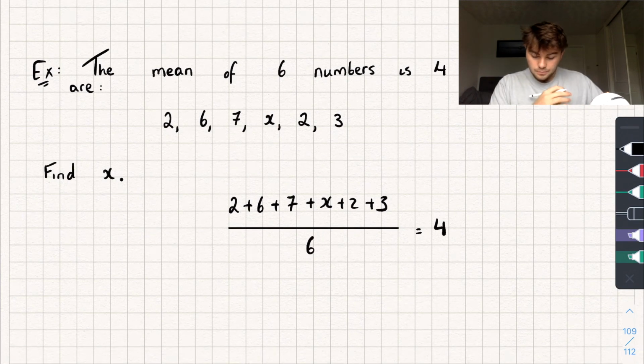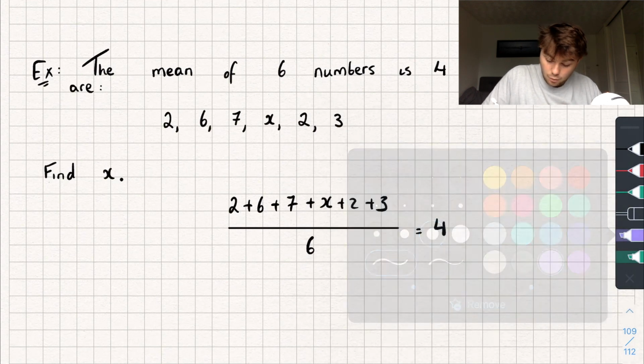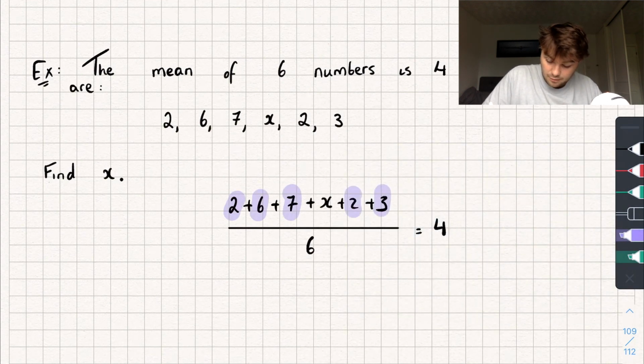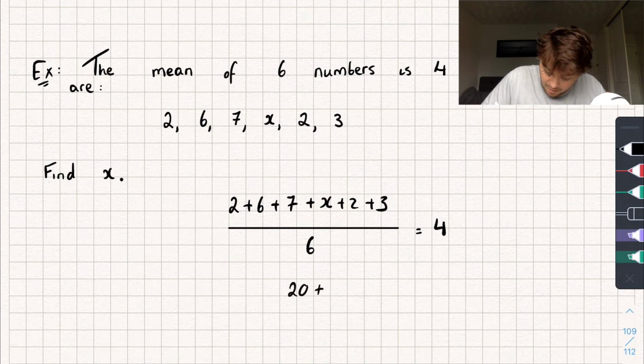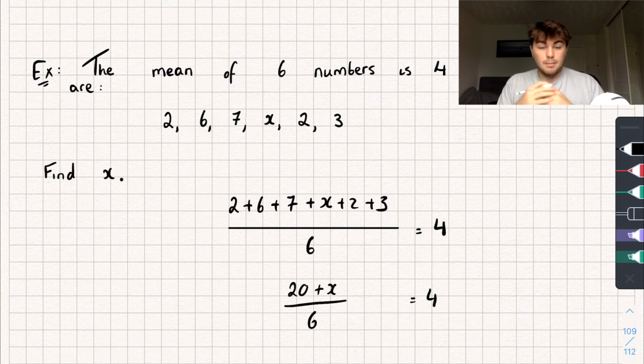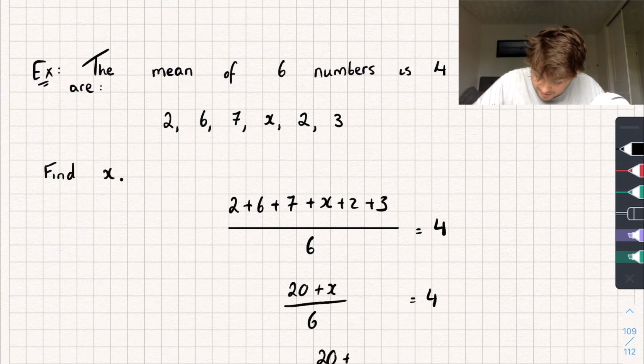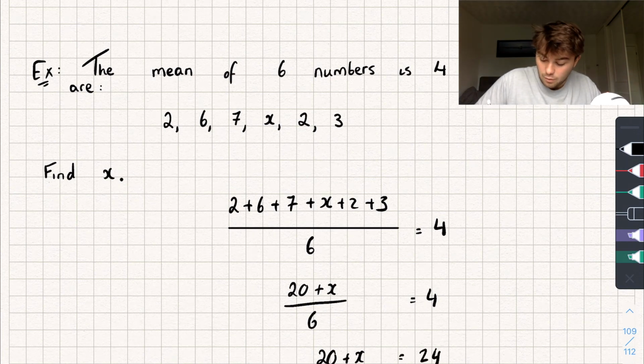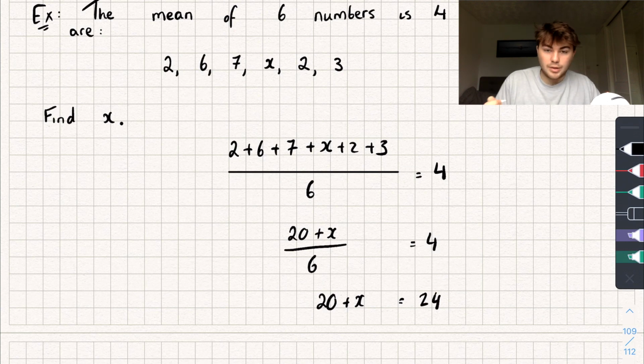So to do that, well, if we add together all of these numbers here, so 2, 6, 7, 2 and 3, that's going to equal 20. And so we'd get 20 plus x all divided by 6 equals 4. I could then multiply both sides by 6 to get rid of that denominator. And so I get 20 plus x equals, well, 6, 12, 18, 24. I could then subtract 20 from both sides and I get x is equal to 4. And so we found the value of x.